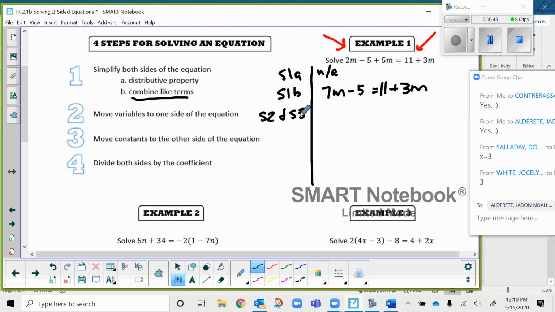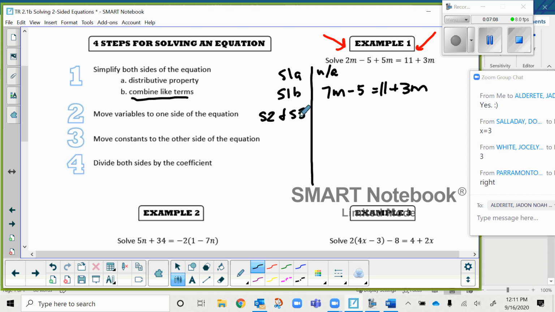Now, when you move the variables over, it does not matter if you do it to the right or to the left. So tell me in the chat, would you like me to move the m's to the left or the right of the equation? Which would you want? It doesn't matter.